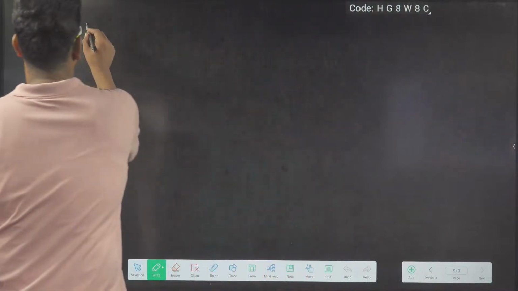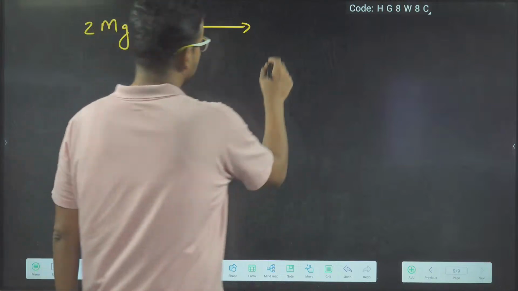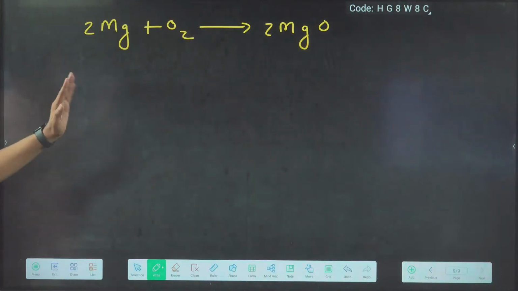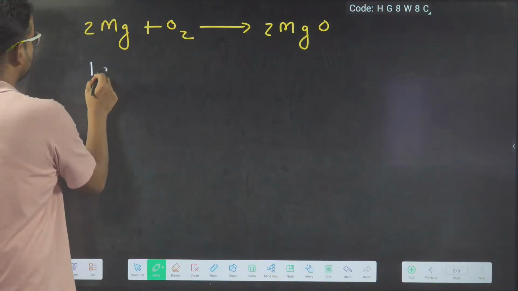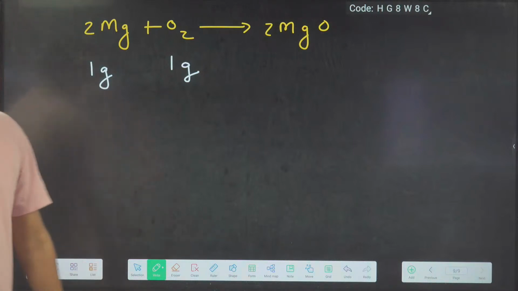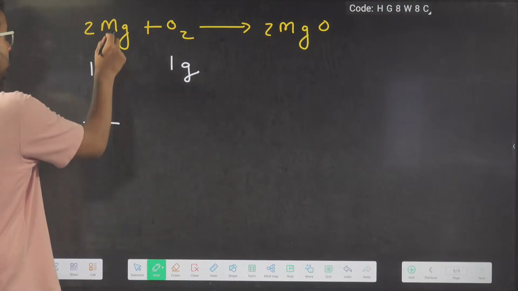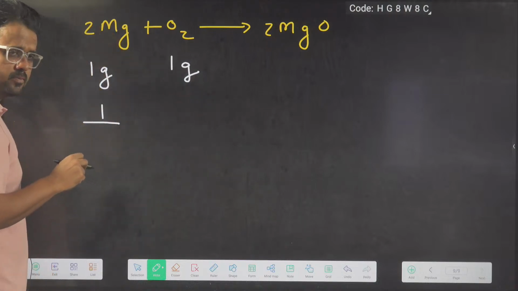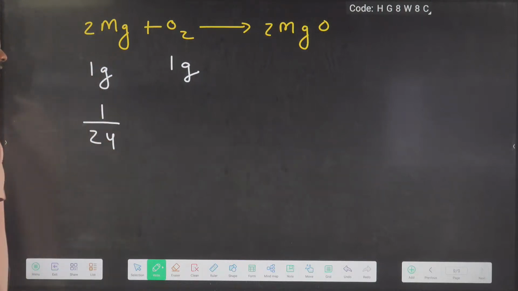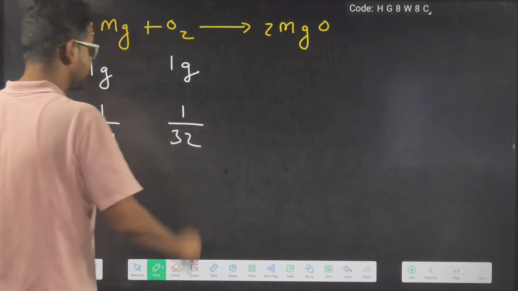See, 2 Mg plus O2 goes to 2 MgO. Initially we have taken equal mass. So let us say 1 gram, 1 gram, or you can say x gram also, whatever. Now you will calculate the moles. So 1 upon molar mass of Mg, which is 24. So 1 upon 24, given mass by molar mass. And 1 upon O2 molar mass, which is 32.